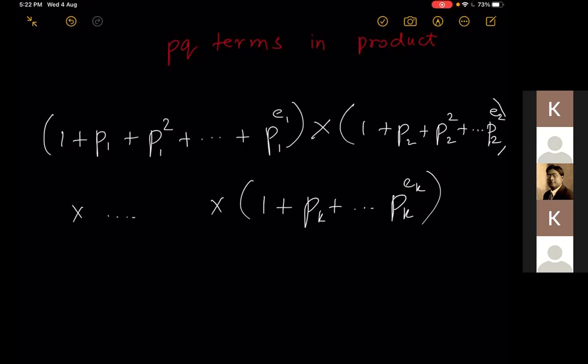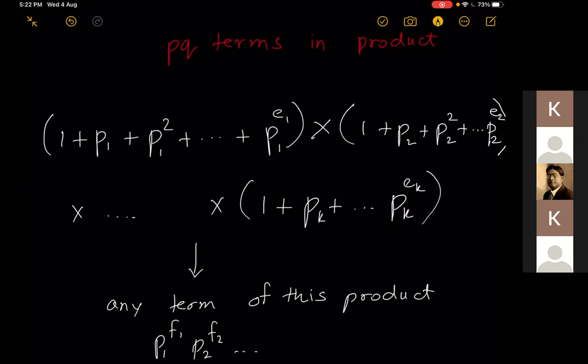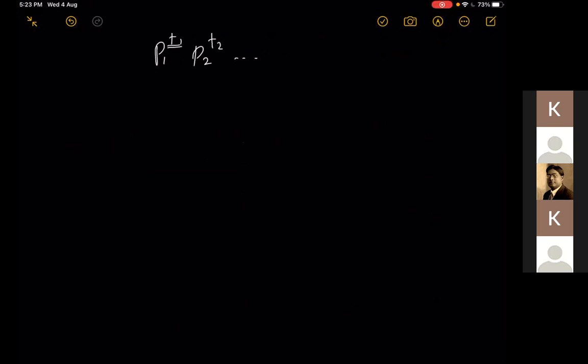Yes, because it will have all possibilities. Any term of this product is of the form p1 to the power f1, p2 to the power f2, and so on. Now f1's maximum value can be e1 only. It can be 2 also, it can be 1 also, it can be 0 also. Like I have included all the possibilities in one bracket. These are the possibilities for p1, and these are the possibilities for p2. Let us take a small example.